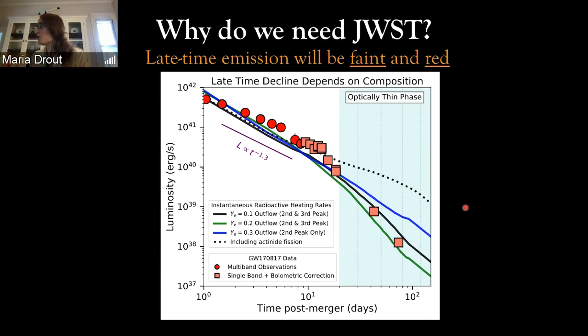And the second is we need to reach those magnitudes in the infrared because the emission is also predicted to be very red.